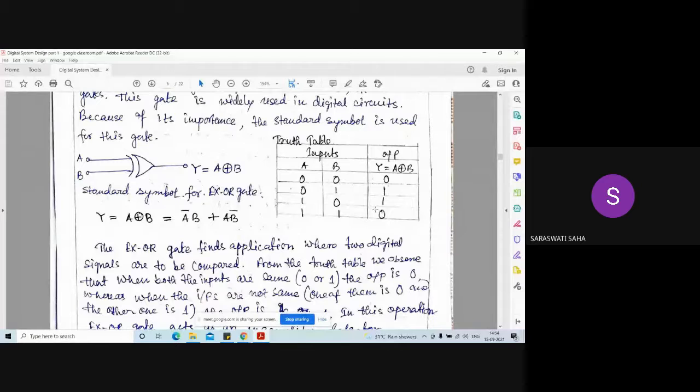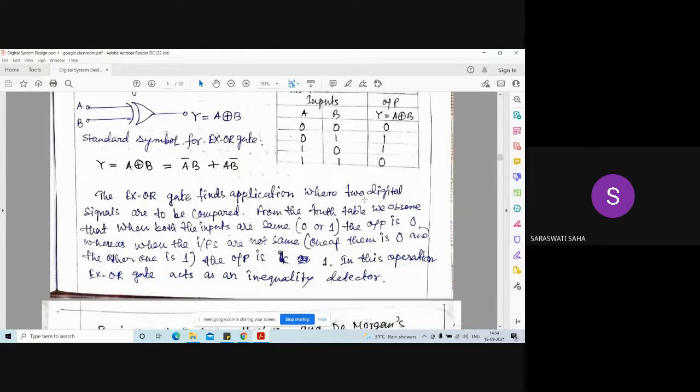But the output is 1 when the inputs are not equal to each other: one is 0, another is 1. Here, this one is 1, another is 0. So when the inputs are not equal, the output will be 1. That's why it is used as an inequality detector. We can detect the output when the inputs are not equal. Clear?